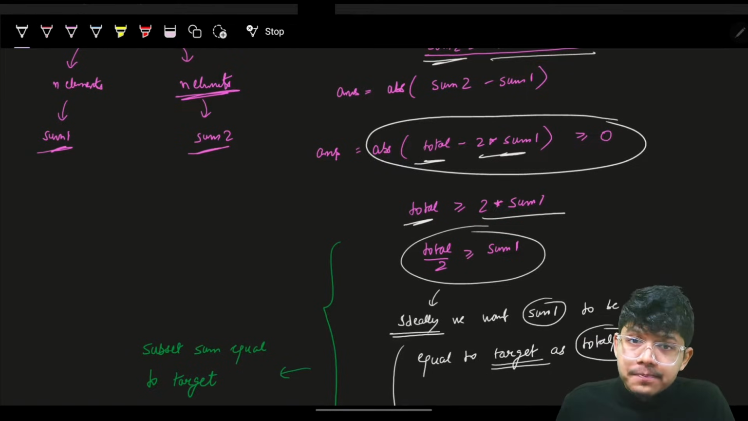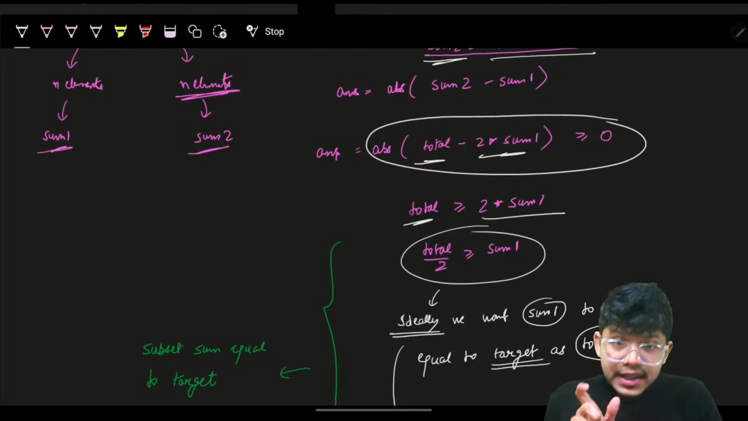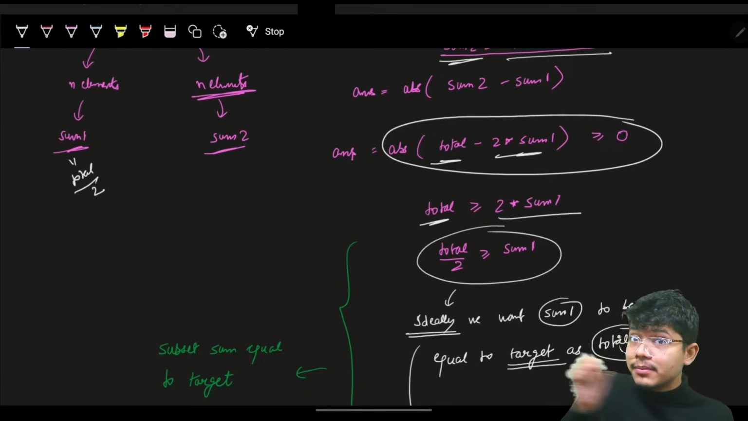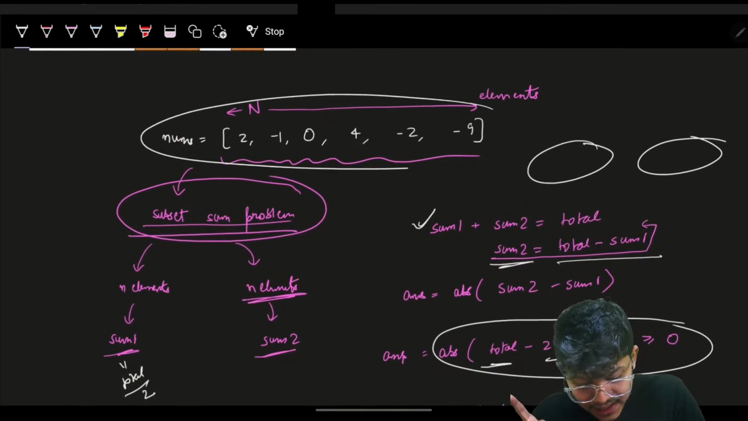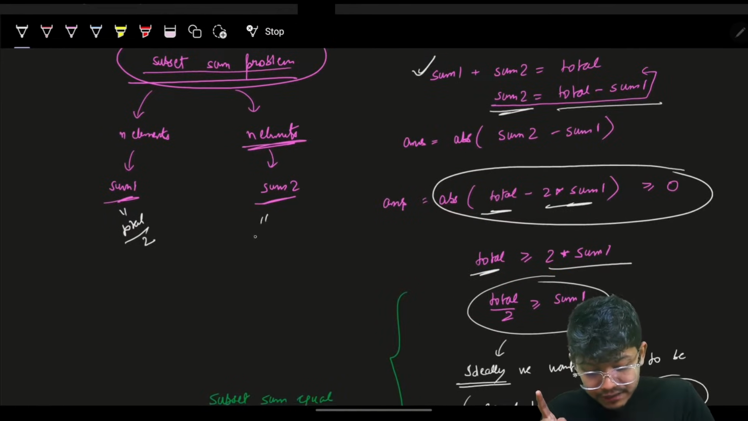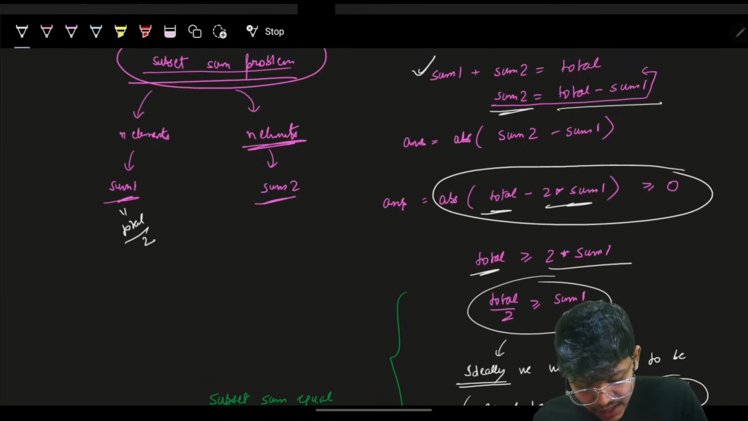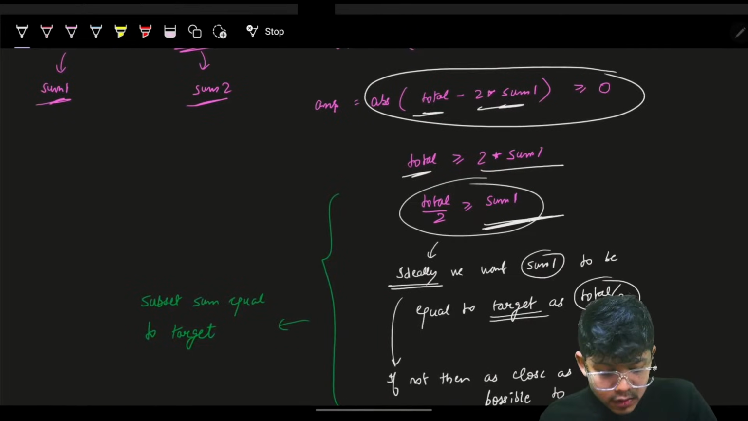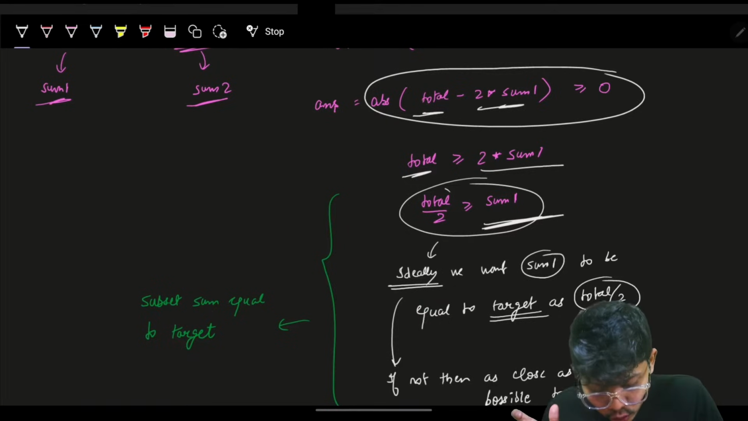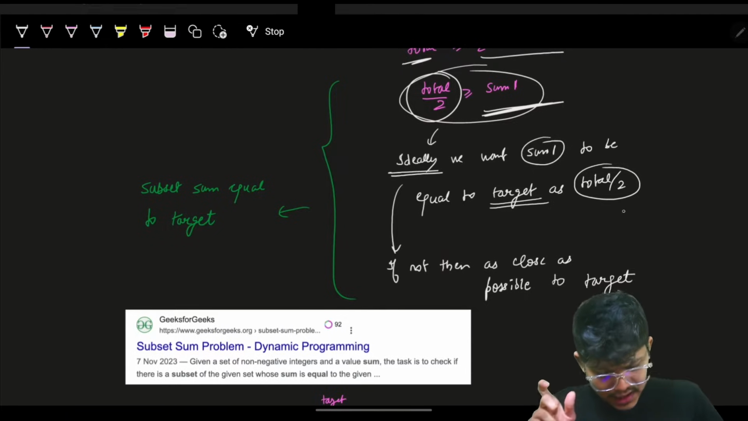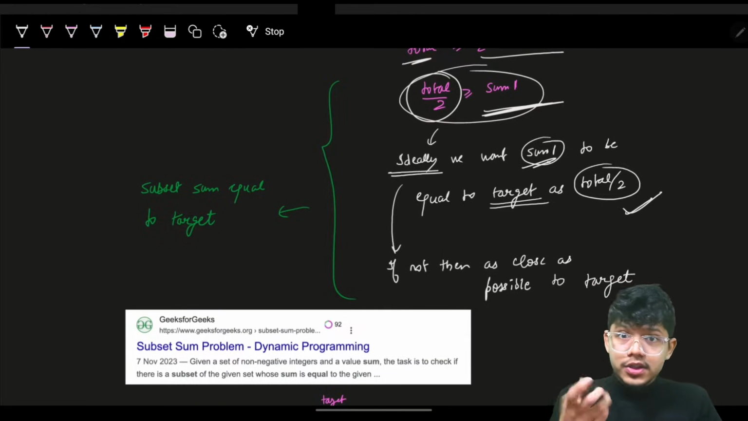Aryan, but why? Because if let's say your sum1 is exactly total by 2, now you know that the entire summation of the array is total, so for sure the remaining one will also be total by 2, so the difference will be 0, which is as minimum as possible. So that is the reason I would always want my sum1 to be as close to total by 2 as possible. Okay, great.